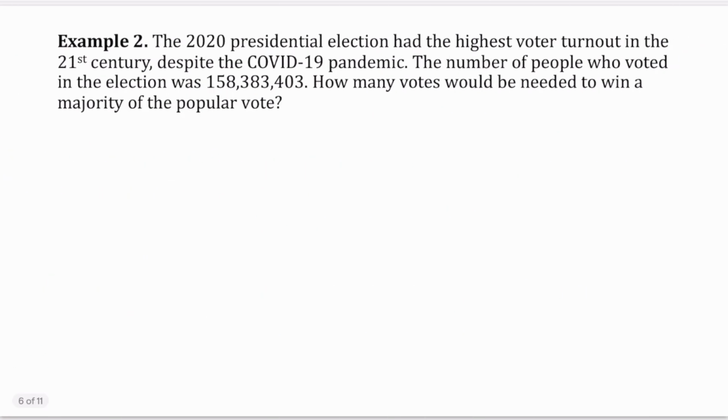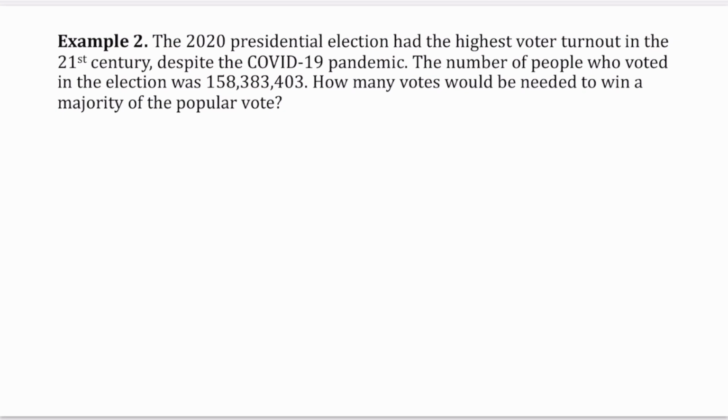Example 2. The 2020 presidential election had the highest voter turnout in the 21st century, despite the COVID-19 pandemic. The number of people who voted in the election was 158,383,403. How many votes would be needed to win a majority of the popular vote?